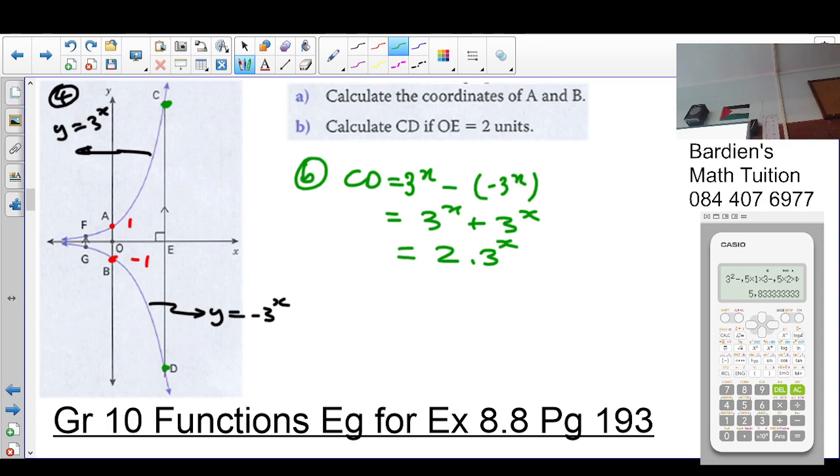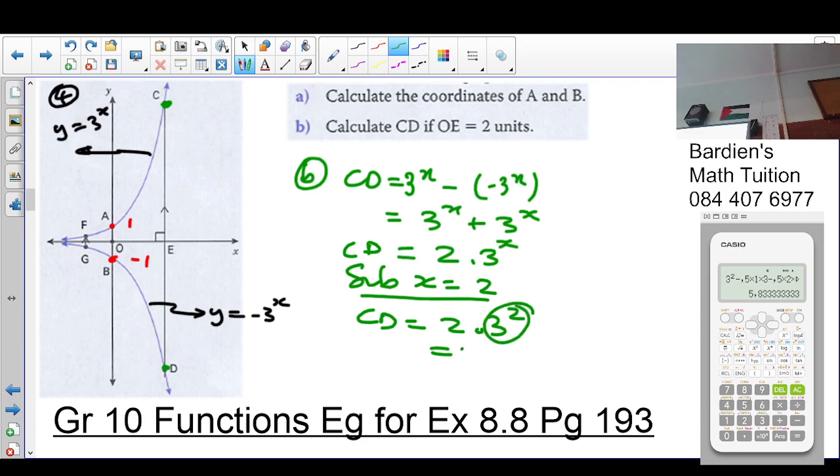So what do I do now? You substitute. Remember that is CD. Substitute x equals 2. So CD is simply going to be 2 times 3 squared. What is 3 squared? 9. 9 times 2 is 18. So it's 18 units.